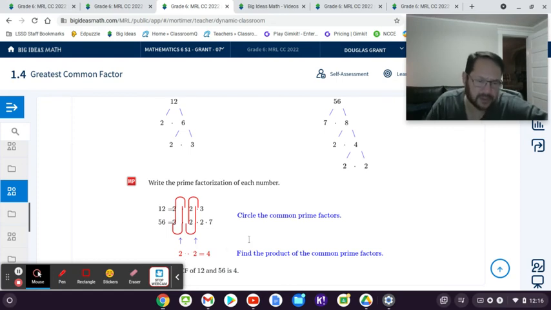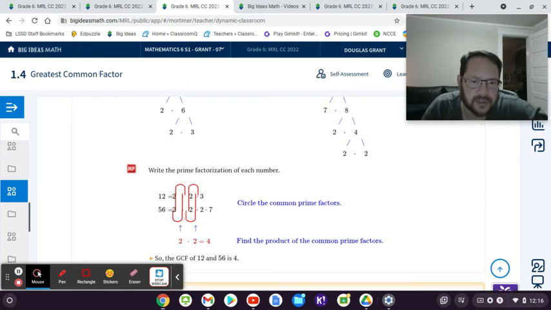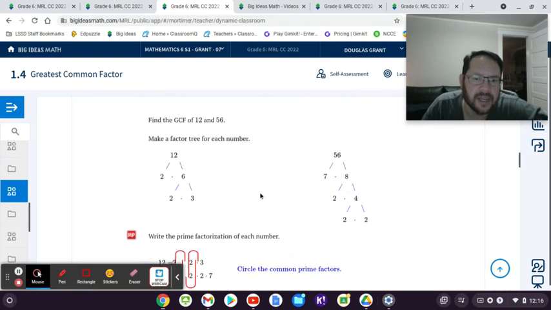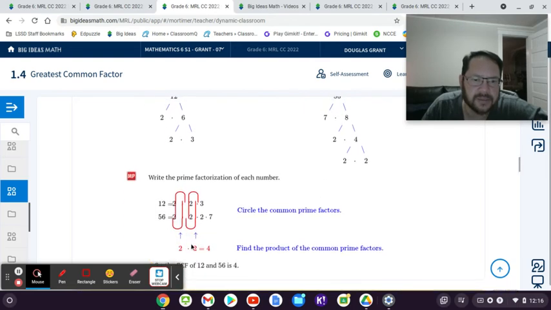You multiply the common prime factors together, and that gives you the greatest common factor. In this case, it's 4. So they take the 2 here, multiply them together. You get 4 is the GCF of 12 and 56. All right, so that was a little tricky. Take a look at this. Make sure you understand it.